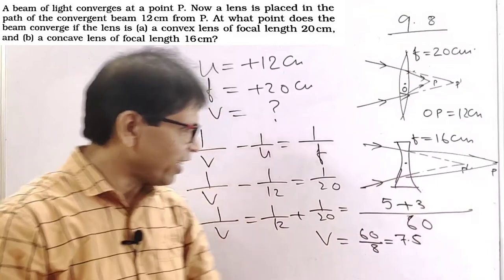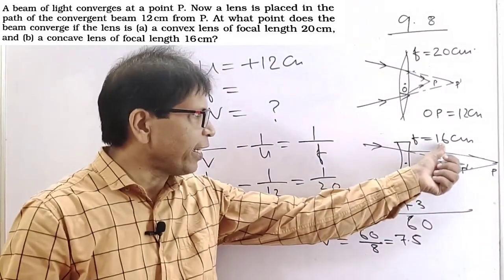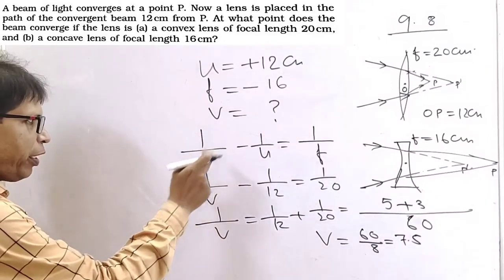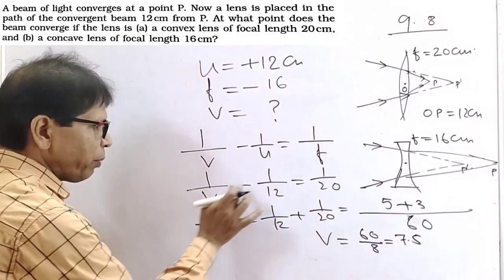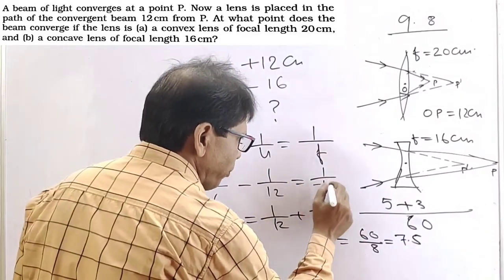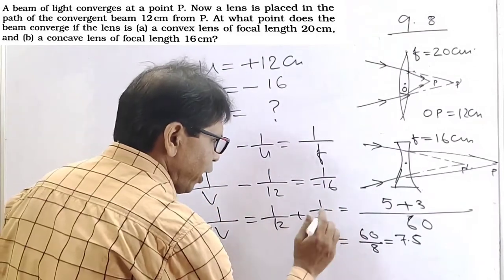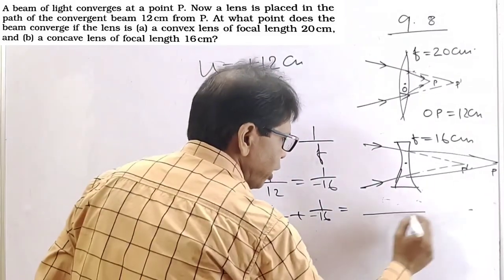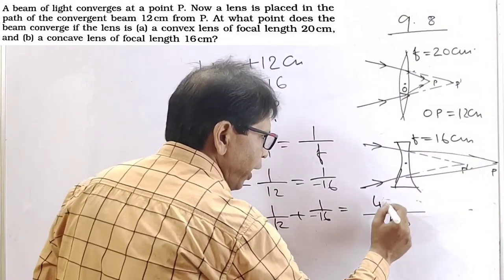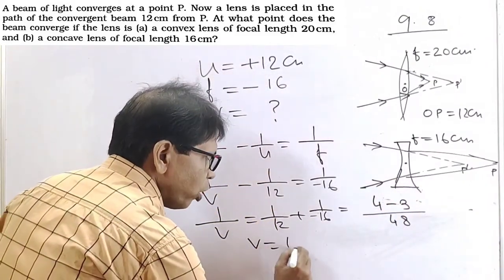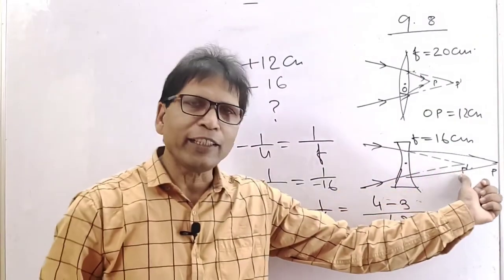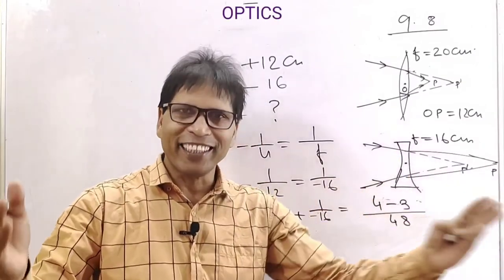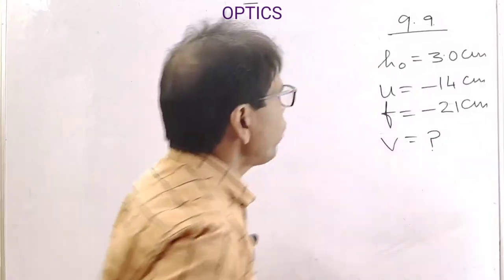Okay, now in the second case, F equals, this is the concave lens, so minus 16 centimeter. So 1 by V minus 1 by U equals 1 by F. So 1 by V minus 1 by 12 equals minus 1 by 16. Now the LCM of 12 and 16 is 48. So this is 4 and this is minus 3. So V equals 48. So the point of convergence shifted from 12 centimeter to 48 centimeter away from the lens. Okay, understood?